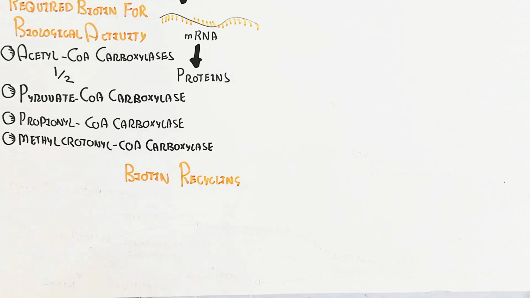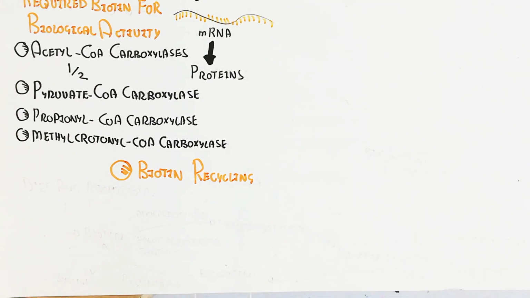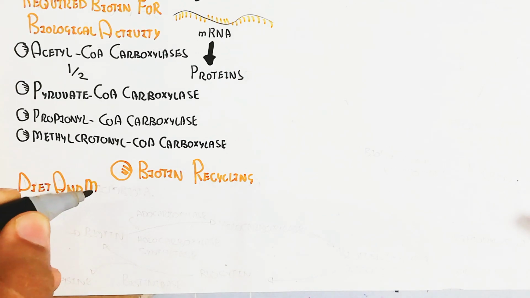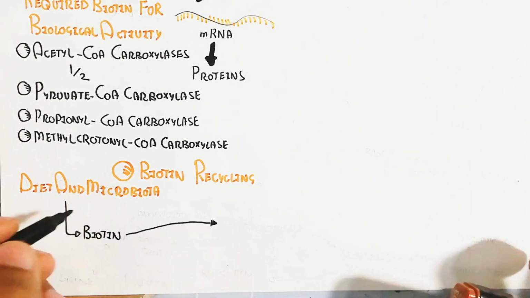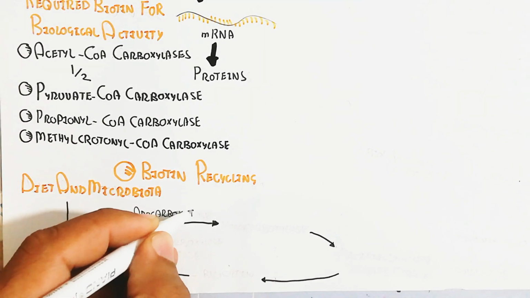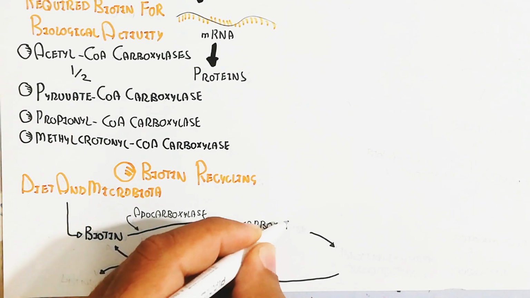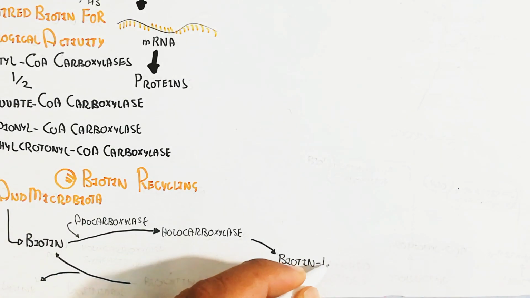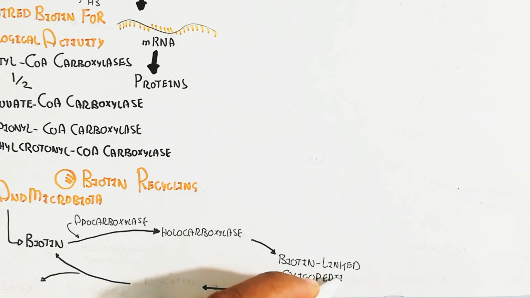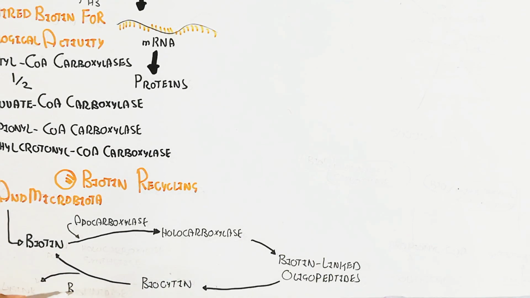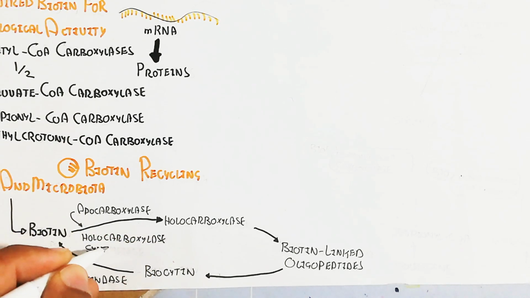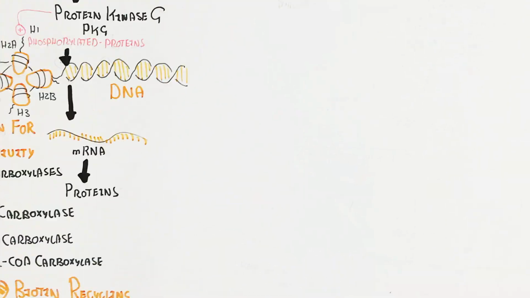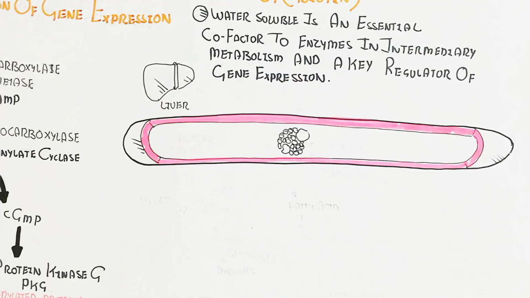Now, if we discuss biotin recycling, it can be recycled. The diet and microbiota produce biotin. In the presence of apocarboxylase and holocarboxylase synthetase enzyme, this biotin produces holocarboxylase. In this way, a biotin-linked oligopeptide forms, and the biocytin is acted on by the biotinidase enzyme, which releases lysine and again forms biotin.